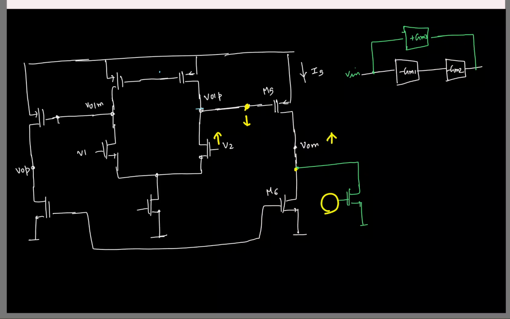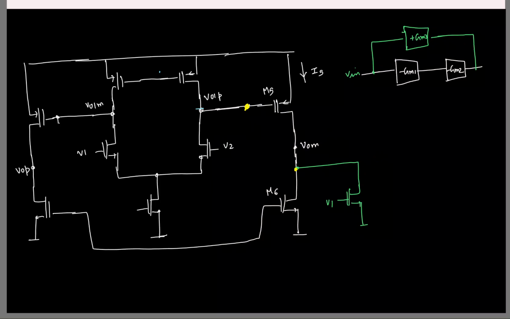So here what should I connect here? If I directly connect V2, if V2 increases, this will decrease. Okay, so what should I connect? V1, right? Because V1 will be the inverted of it. So here I will have to connect V1. Is that clear?